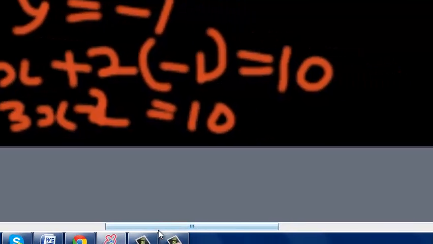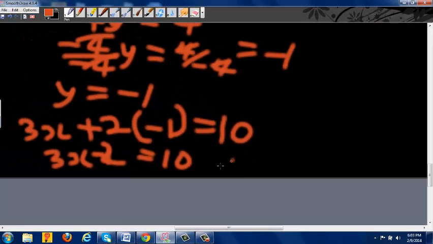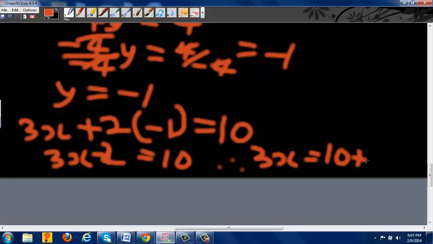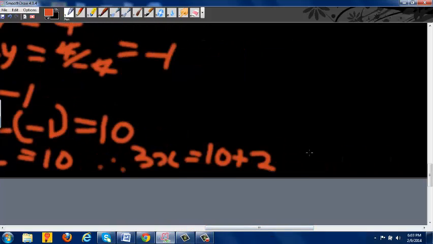So what we need to do here is to say that therefore 3x will now be equals to, because when minus 2 goes to the other side it becomes plus, so now be 10 plus 2. When minus 2 crosses to the other side of the equal sign, it becomes plus. So we now have 3x is equals to 12.